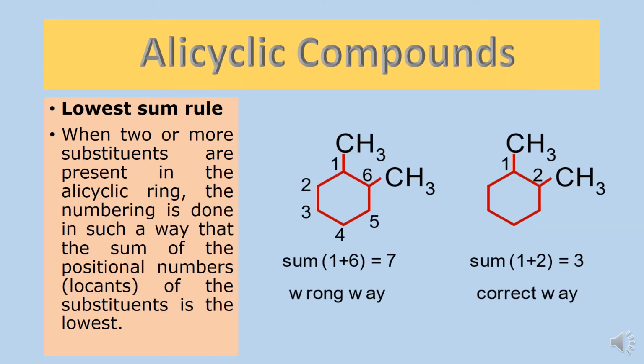Next, if a ring contains more than one substituent, then the numbering should be done in such a way that the sum of locants must be lowest. For example, in this case, the correct way of numbering is the right hand side, in which both of the substituents are getting lowest possible positions. And the name of the compound is 1,2-dimethyl cyclohexane.